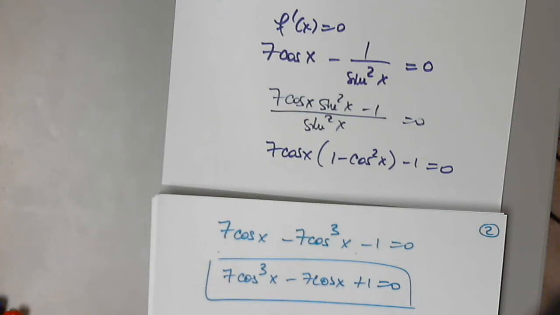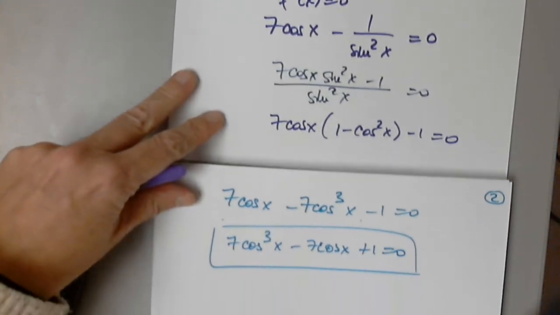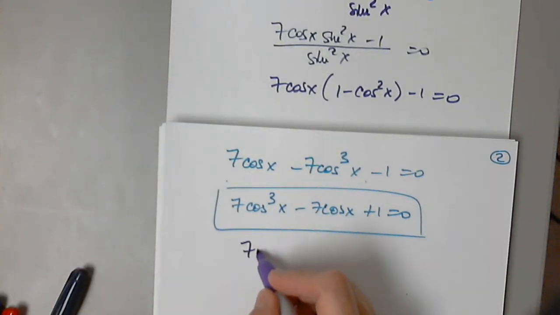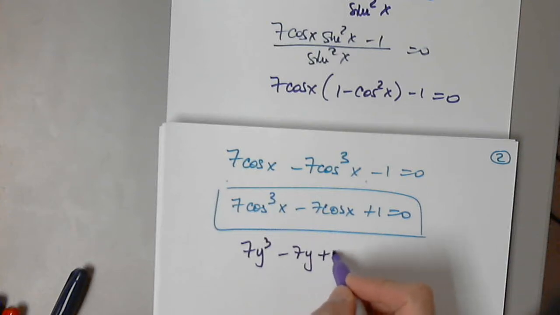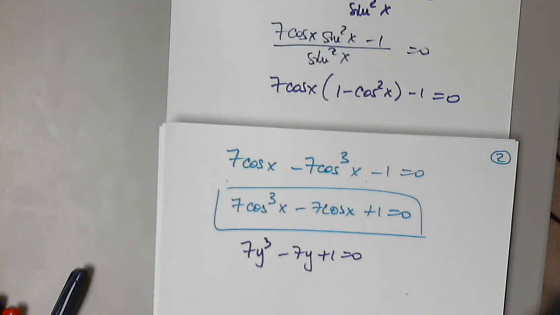I'm assuming between negative pi and pi, I may have 3 solutions, or I may have one solution, I have no idea. It's cubic in cosine. So I have to solve this equation first, like 7y cubed minus 7y plus 1 equals 0. And I don't have a tool for this other than Newton's method. So I can create a function and determine these solutions.